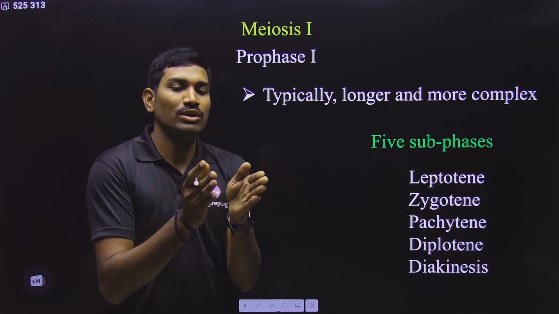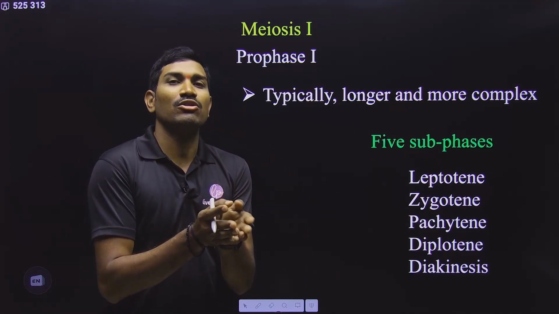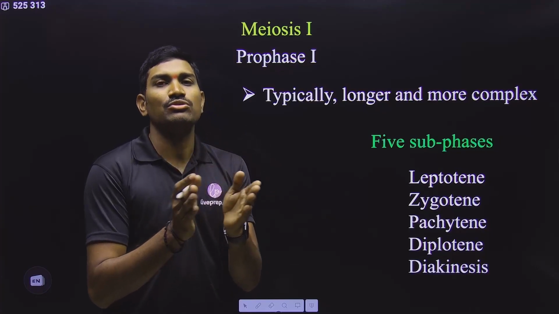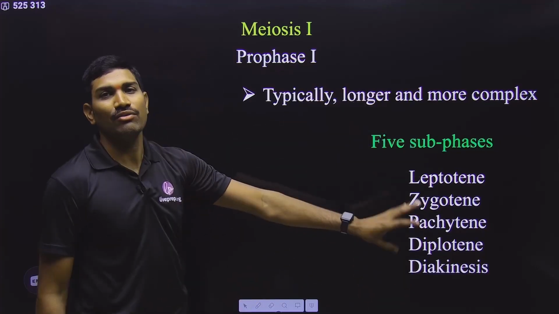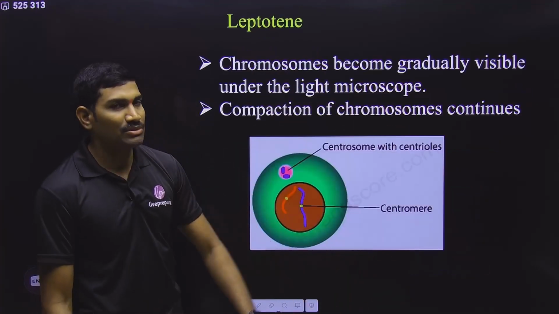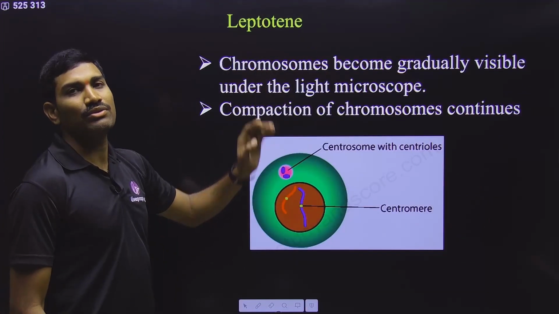Homologous chromosomes should undergo pairing, then crossing over should occur, and then they should separate. This is the overall idea, and these are the 5 substages. So now let us first go with the leptotene.